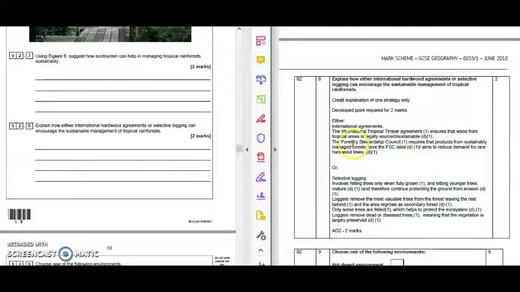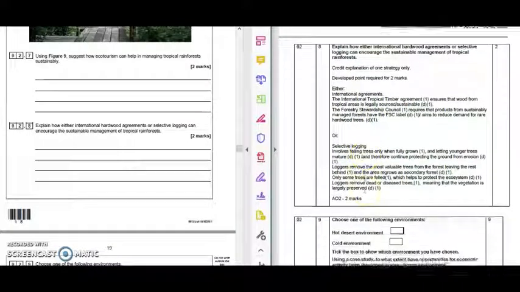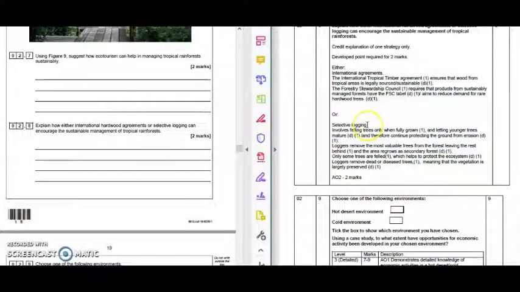Or you've got the Forestry Stewardship Council, or the FSC, and they basically stick a label on the wood that's sold, a bit like fair trade for chocolate or bananas, whatever it is. So if you see that label, you'll know that it's come from a sustainable location, and so that explanation will get you the marks. Probably more common would be to talk about the selective logging.